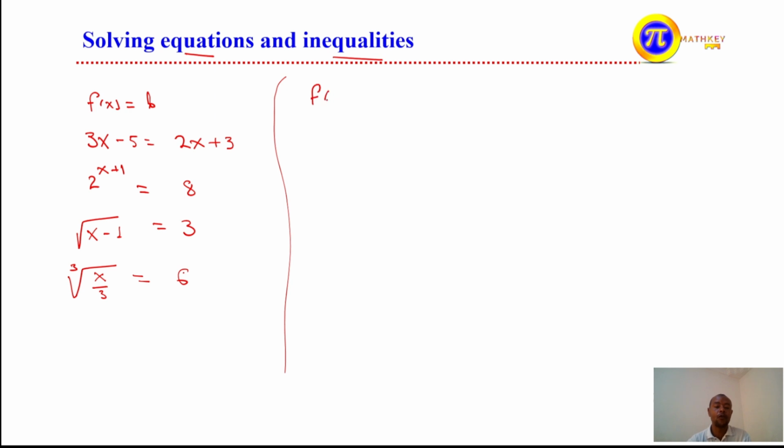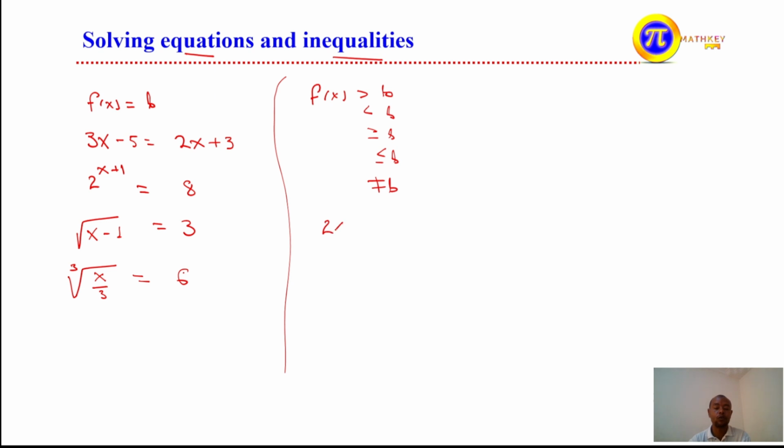When we come to inequality, f of x is, let's say, greater than b, or it may be less than b, or greater than or equal to b, or less than or equal to b, or it may be different from b. If that's so, all of this indicates an inequality. Let's consider different examples on this.